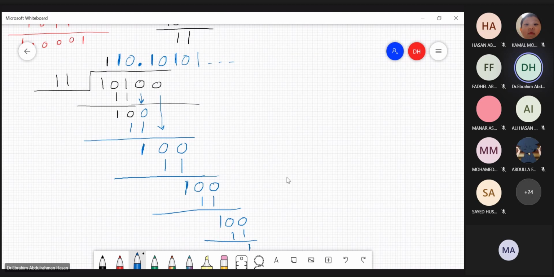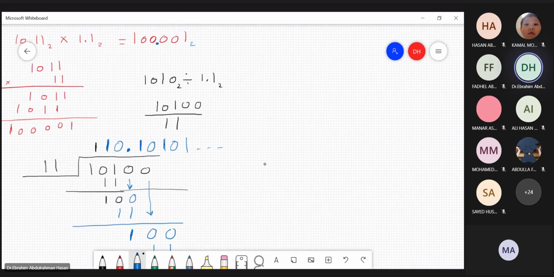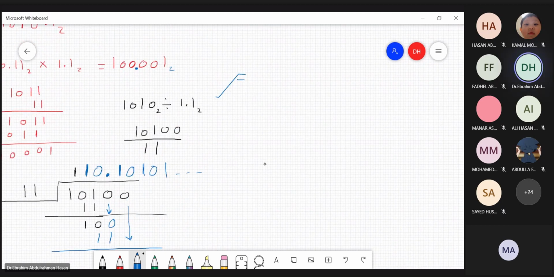Okay, so then this one becomes 1 1 0 1 0 1 0 1 0 and so on. These two. Is it clear how to work in binary?